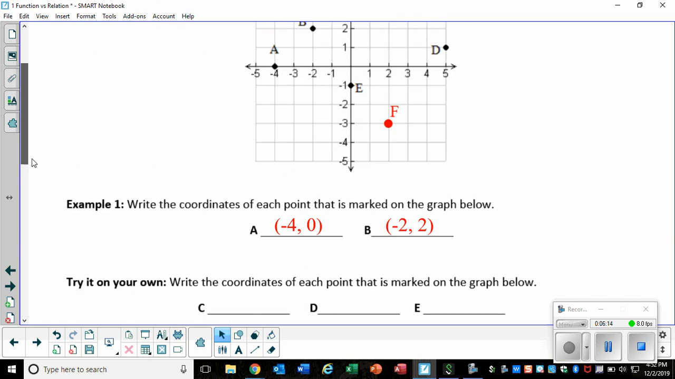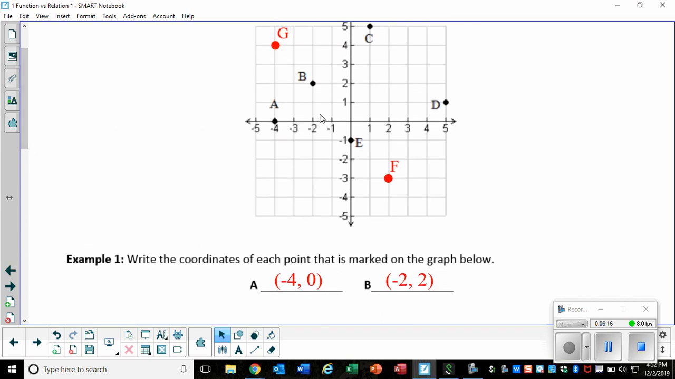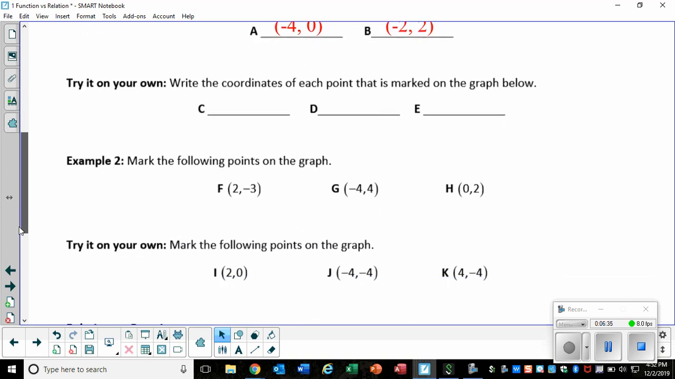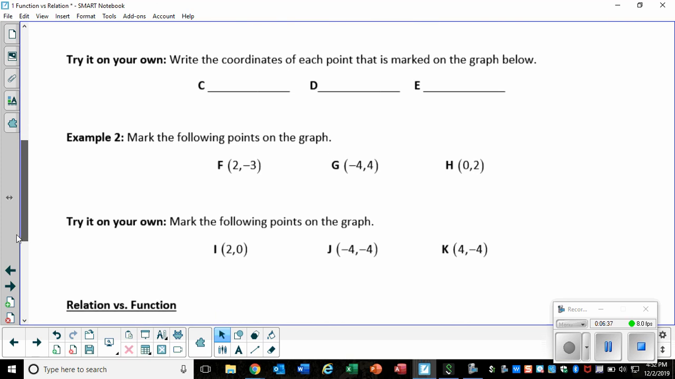Okay, the last one is 0, 2. So where x is 0 is right here at the origin. And where y is 2 is up here. So the intersection of those two lines is right here. And that's what I'm going to label H. Okay? Then you guys are going to try I, J, and K. Plot those points and see how you do.